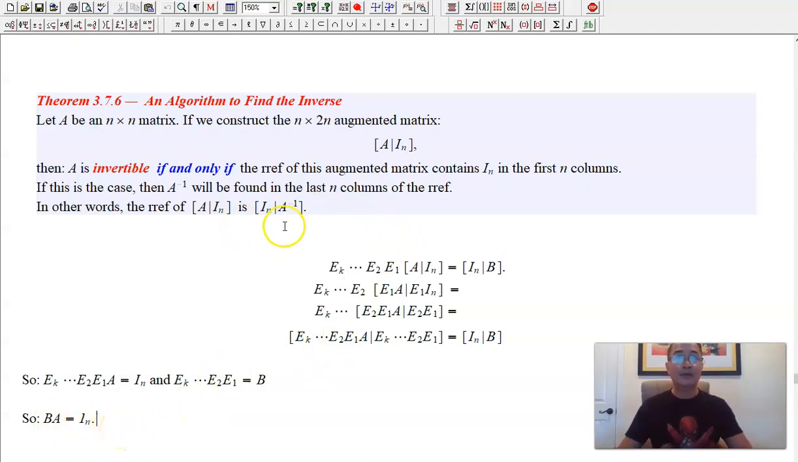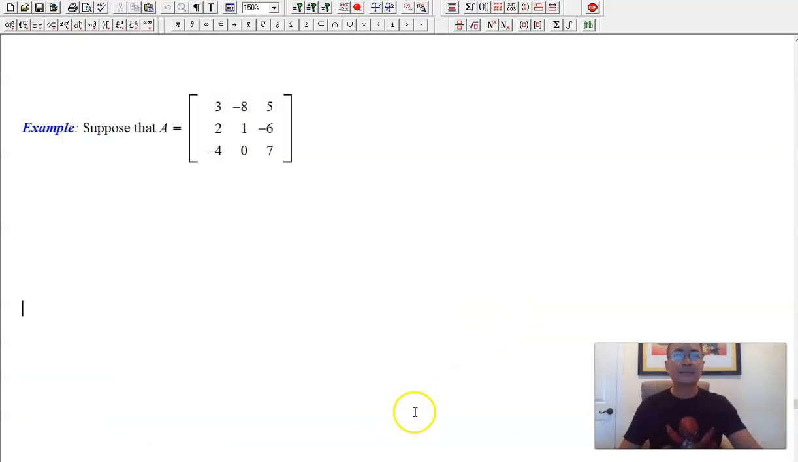But that's okay. We're looking for A inverse. So there you go. B has to be A inverse. And where is B? It's what you find on the right side of this augmented matrix. All right, so we are now finally able to do our example. We have this matrix. We want to find the inverse.